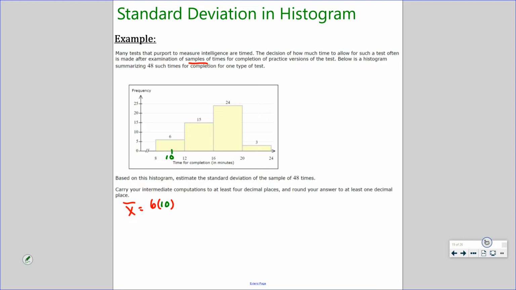So there's 6 that were within 8 to 12, so we say 10. And then move on to our next one. There's 15 that are between 12 and 16, so we'll go midpoint of 14. Obviously, guys, this is equivalent to using the midpoint and doing 10 plus 10 plus 10, 6 times. And now we have 15, that is approximately 14 plus 14 plus 14, etc. All right, next one, 24. Midpoint is 18.